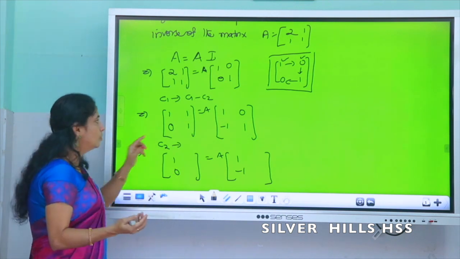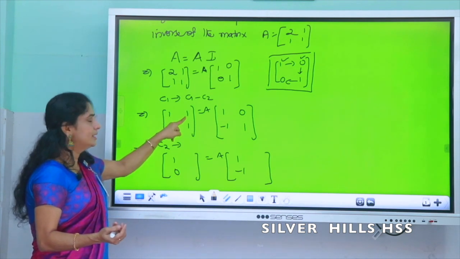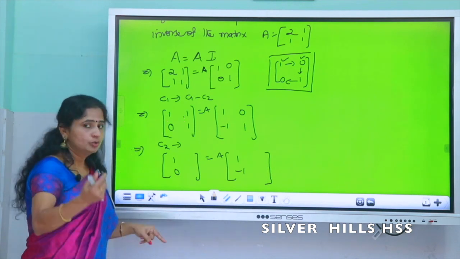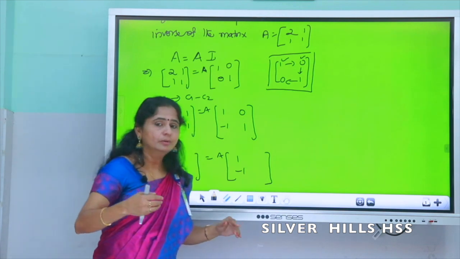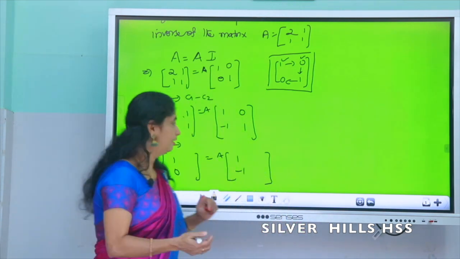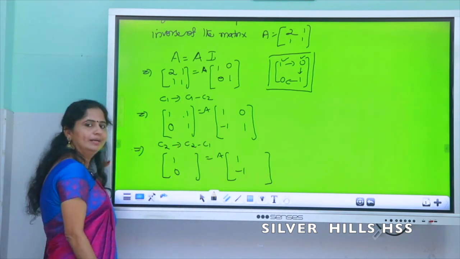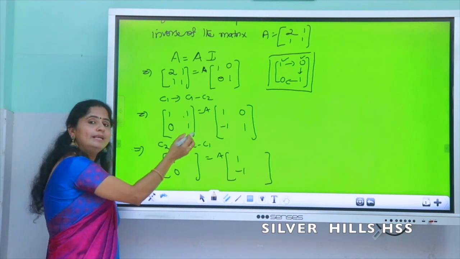How do you transform? Compare with the corresponding column element. Here 1, here is also 1. So how do I get 0? By direct subtraction. 1 minus 1 will give you 0. Therefore, C2 becomes C2 minus C1. Second column minus the first column element.